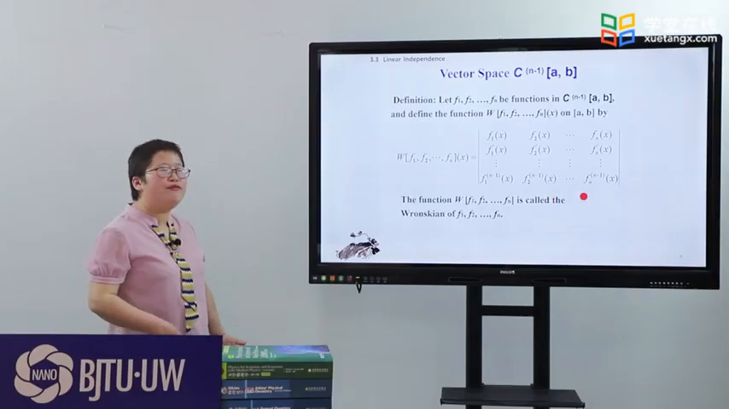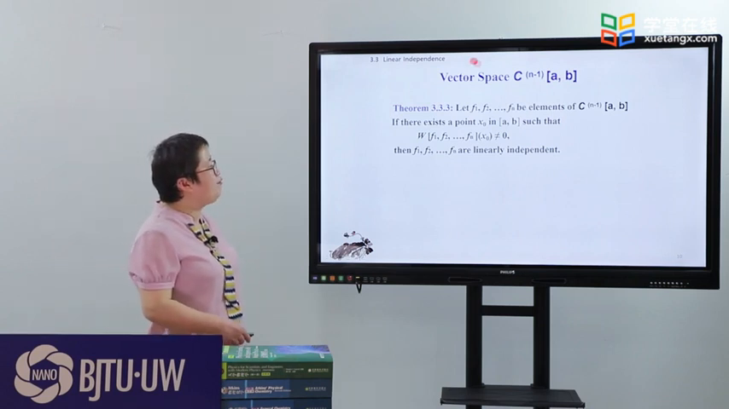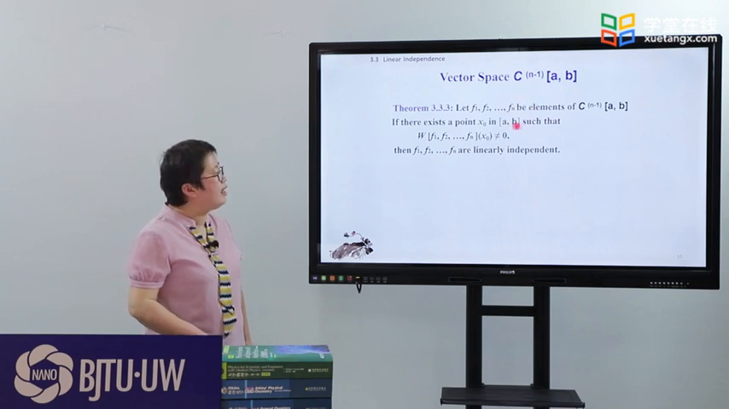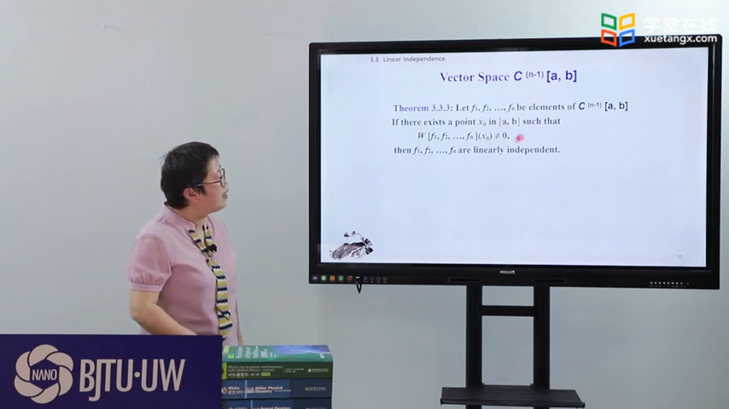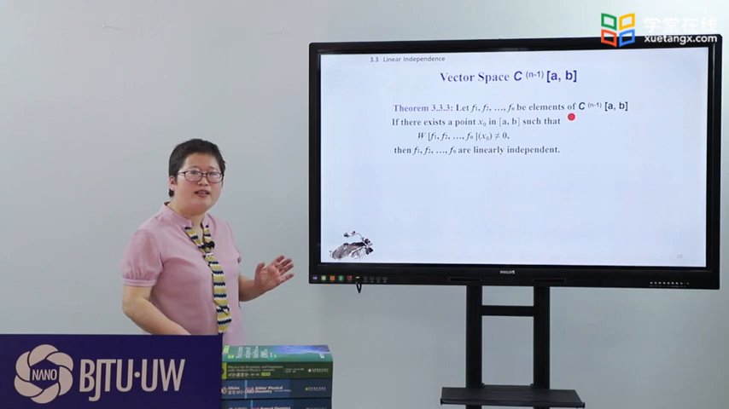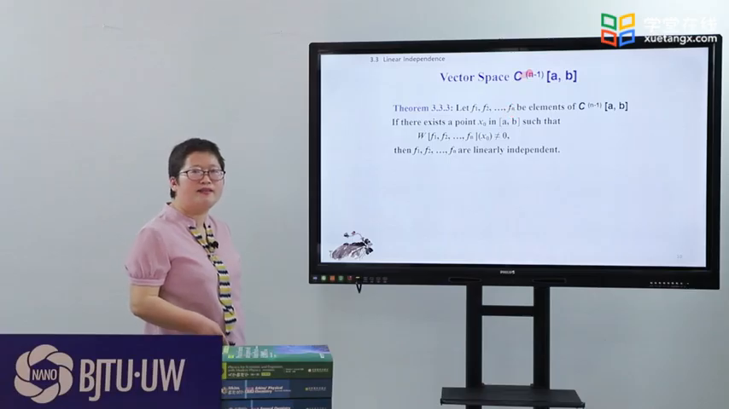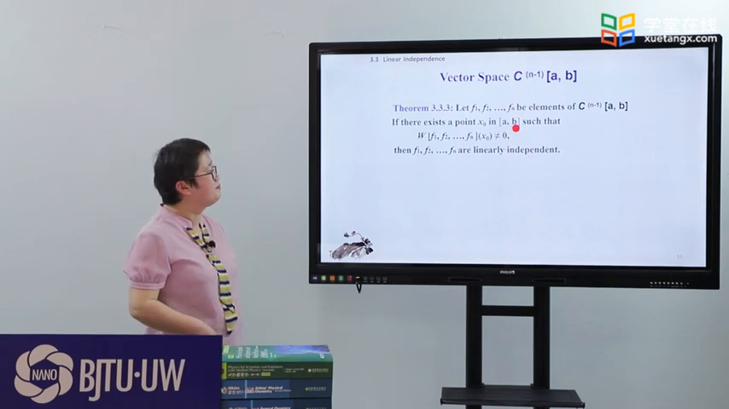So by the analysis before, we have this theorem: let f1, f2 till fn be elements of this vector space. If there exists a point x0 in the closed interval a to b such that its Wronskian at x0 does not equal 0, not identically 0, this means the vectors f1, f2 till fn are linearly independent, right? Because if they are linearly dependent, the Wronskian should be identically 0 for every point in the closed interval a to b. Now you find one which is non-zero, so they are linearly independent. So this Wronskian is for determining linear independence. It's an efficient way to determine it. Okay.